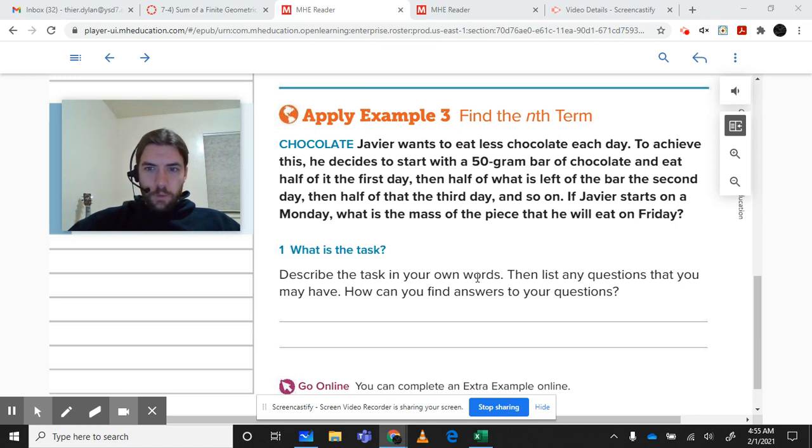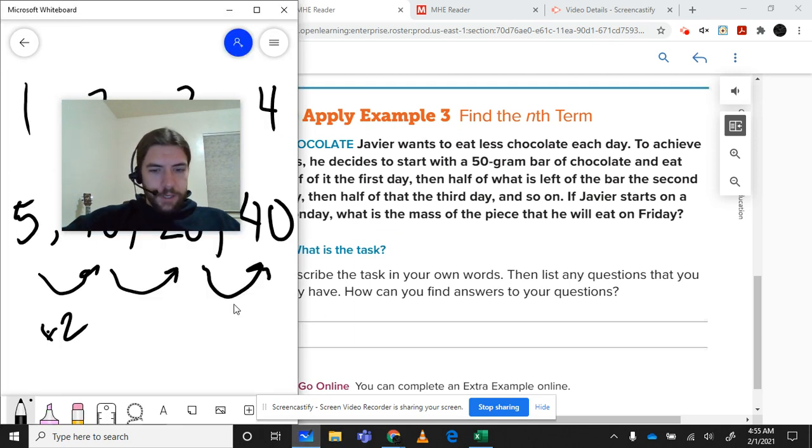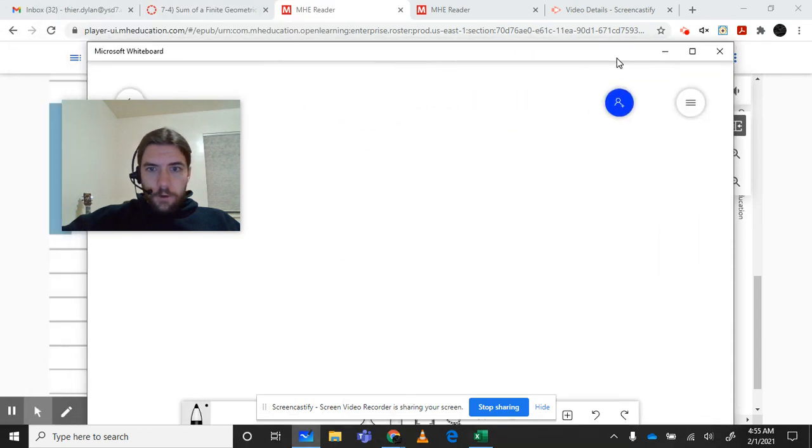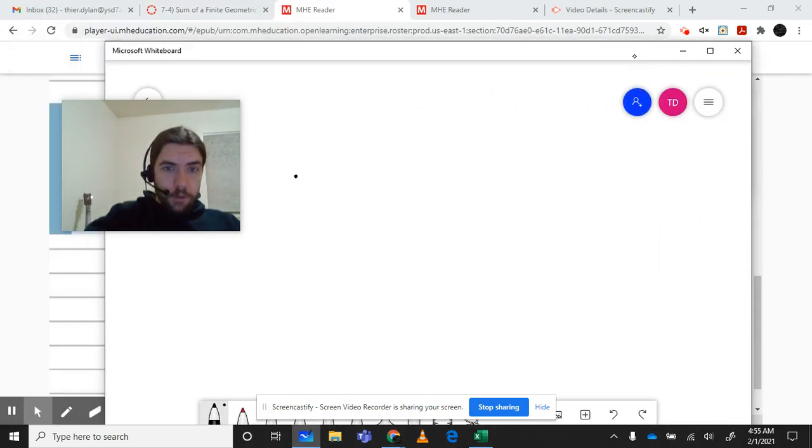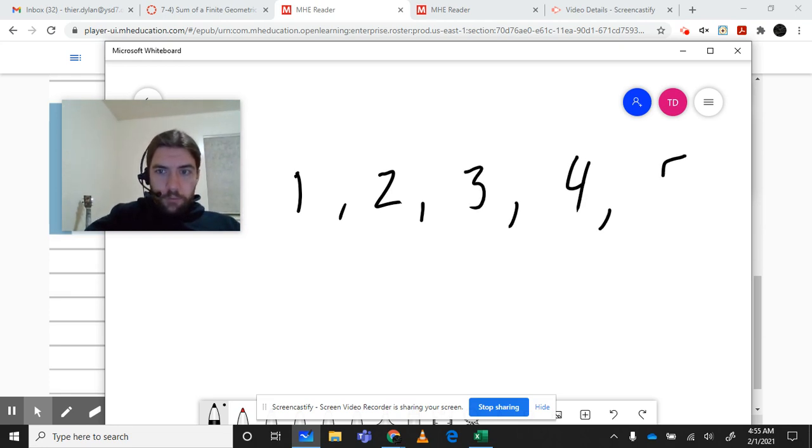Well, describing the task in our own words, we're taking 50. We're figuring out what's half of that, what is half of that, what is half of that, and we are generating a sequence, and we need to figure out where in the sequence Friday is. So what is our first day? This starts on a Monday. So if we are starting on a Monday, then our first term is Monday. Then we have Tuesday, Wednesday, Thursday, and Friday.